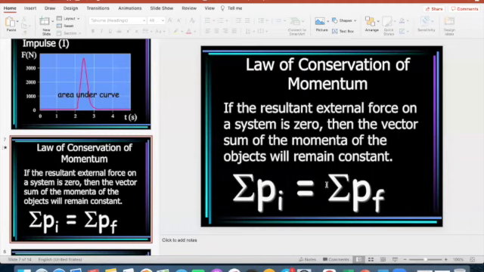The law of conservation of momentum simply states that if the resultant external force on a system is zero, then the vector sum of the momentum of the objects will remain constant. So this means that the initial momentum is going to be equal to the final momentum, right? Conservation just means same.